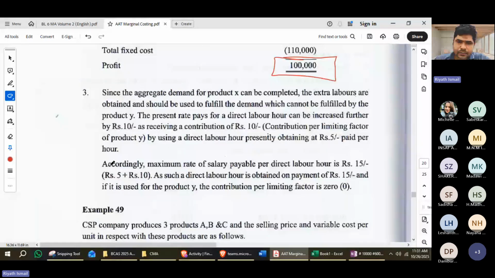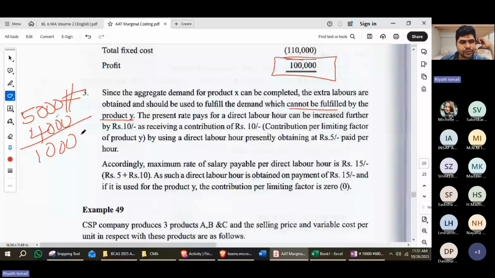Since the aggregate demand for product X can be completed, the extra labor obtained should be used to fulfill the demand which cannot be fulfilled by product Y, because in the market we have 5,000 units of demand, but we are able to produce only 4,000. So we need to produce only 1,000 units. To fulfill these 1,000 units, we require 3 hours each. Therefore, it needs 3,000 hours.